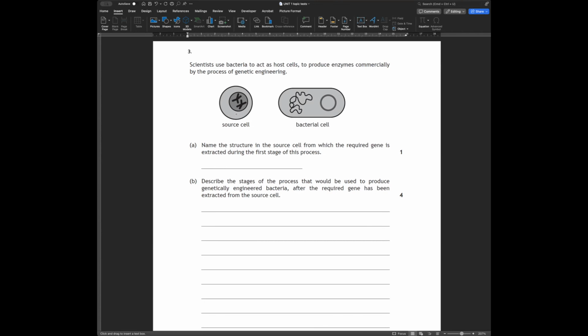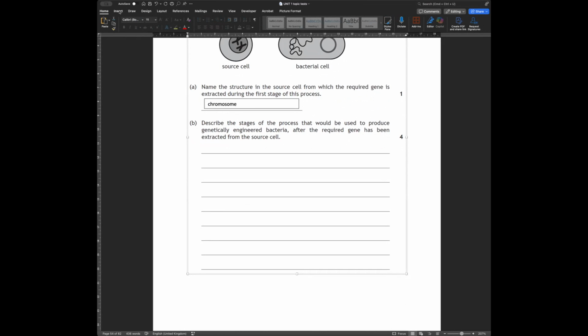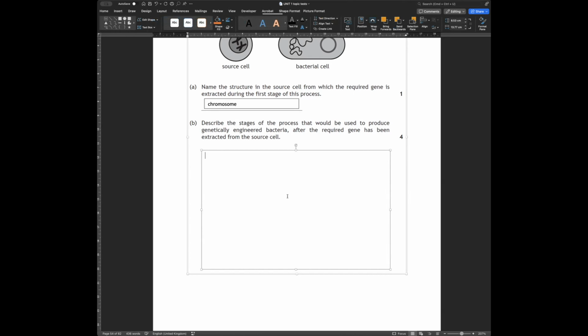Okay, number 3, scientists use bacteria to act as host cells to produce enzymes commercially by the process of genetic engineering. Name the structure in the source cell from which the required gene is extracted during the first stage of this process. So the structure is called the chromosome. Okay, the chromosome. Next step is to describe the stages of the process that would be used to produce genetically engineered bacteria after the required gene has been extracted from the source cell. So basically they're saying they've already extracted the required gene.